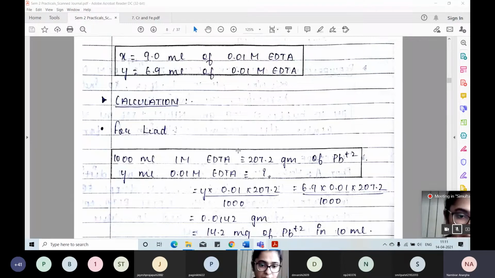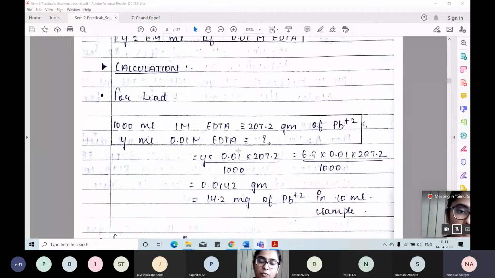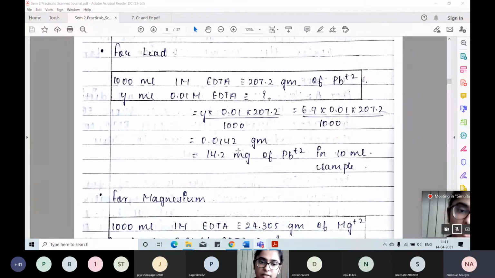Moving towards the calculation, so you know by ml, जो भी आपने by ml मार्क किया है वो is exclusively for lead. आपके पास एक standard equation है, 1000 ml of 1 molar standard EDTA is equivalent to 207.2 grams. So when you put your values, whatever burette reading you get, by ml आपका जितना भी है, आप जैसे ही डालोगे, you will get the amount of lead that was present in your sample.